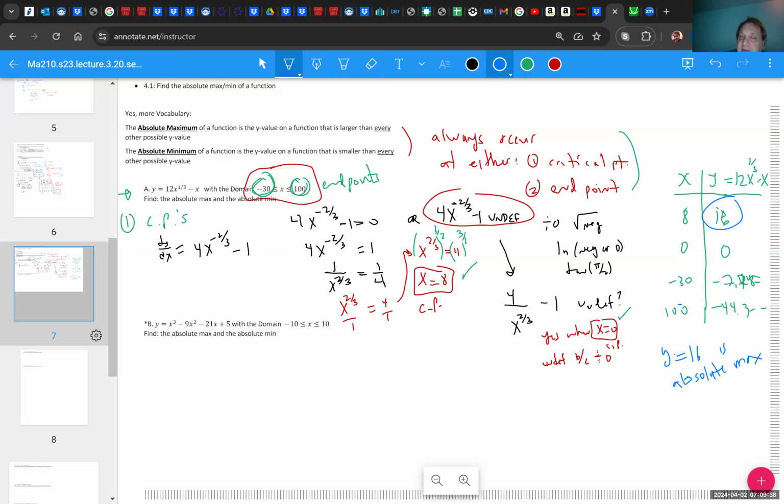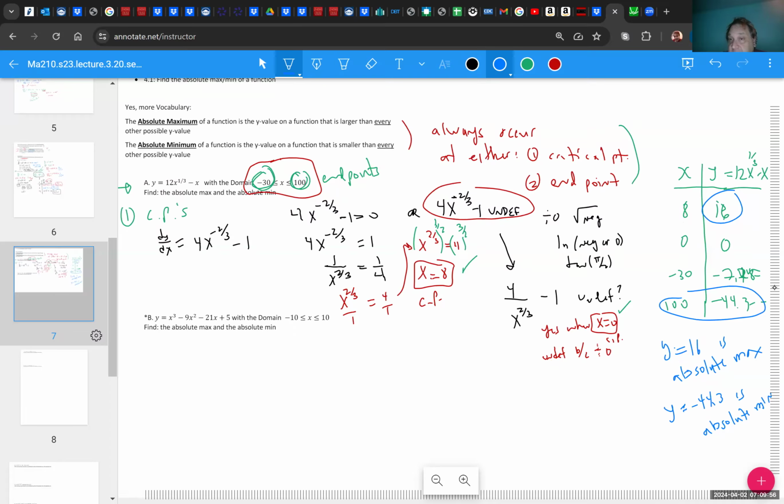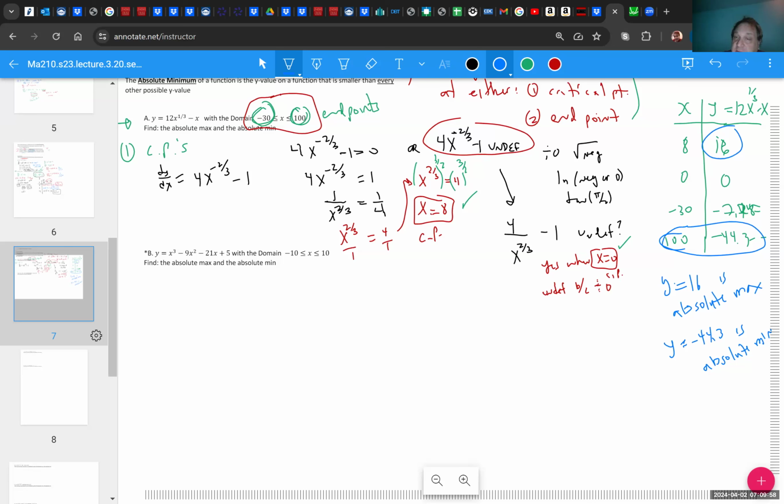And then we have this negative guy right here. Y equals approximately negative 44.3 is the absolute min. And you may need to find the exact value of the absolute min. And we can do that just by plugging into the function. We know it occurs when x equals 100. So I take the y value when x equals 100.